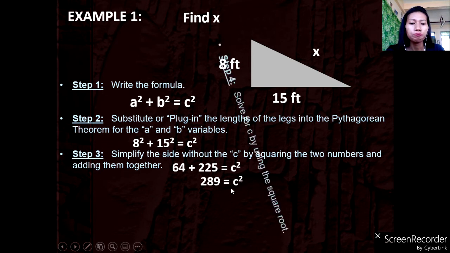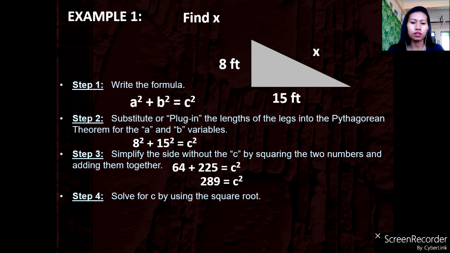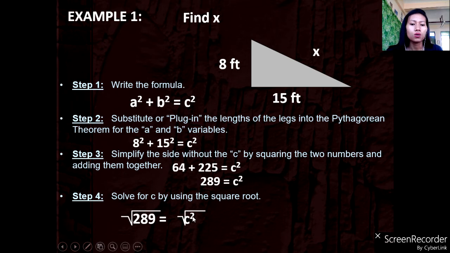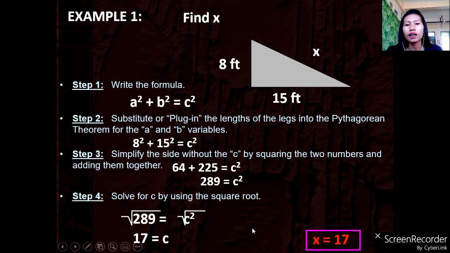So step 4, solve for c by using the square root. So to get the value of c, we are going to square root both sides, 289 and then the c square. So the square root of 289 is 17. So meaning the value of c is 17. So since yung given na variable dito is hindi naman c, papalitan lang po natin yung c ng variable x. So ibig sabihin, ang missing side or yung value ng hypotenuse is 17.